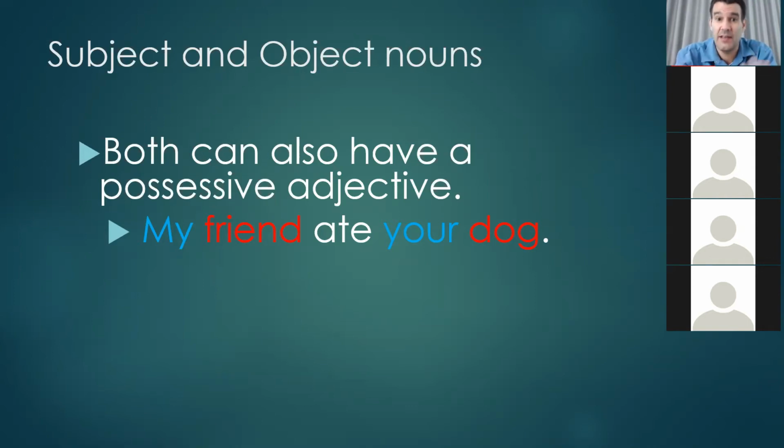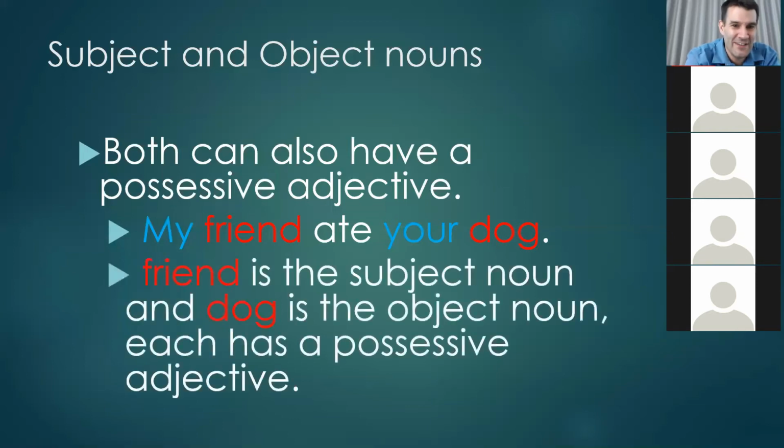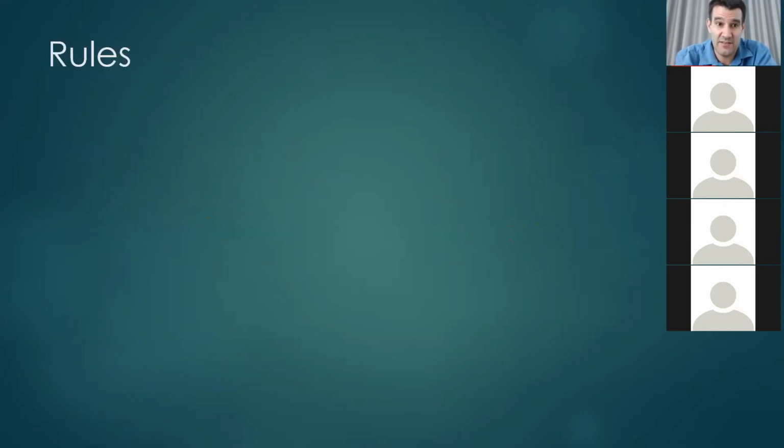You can write a possessive adjective before, and dog is also a noun. So you can write a possessive adjective before that noun. My friend ate your dog. Ate is the verb, and we'll talk more about verbs tomorrow. So friend is the subject noun and dog is the object noun. Each has a possessive adjective. You can put possessive adjectives on most nouns, many nouns.